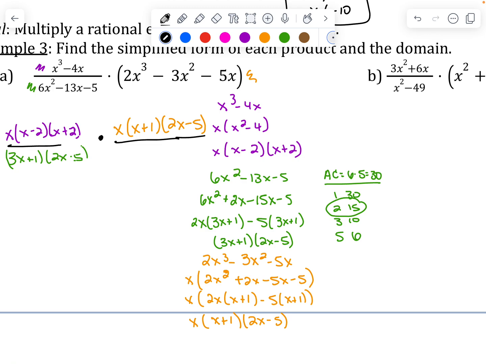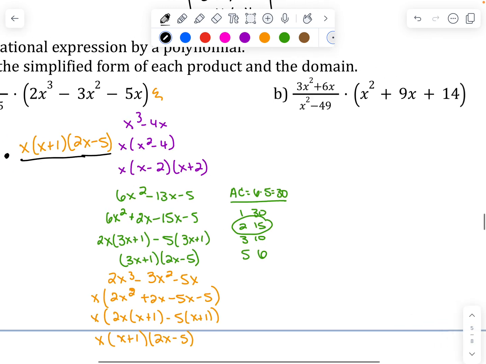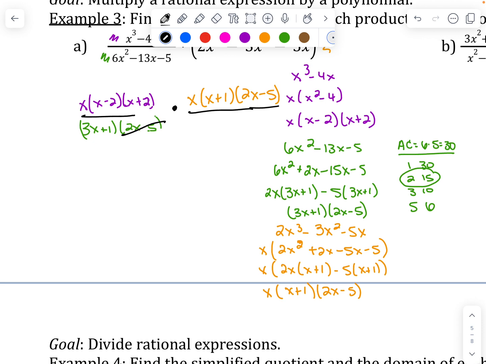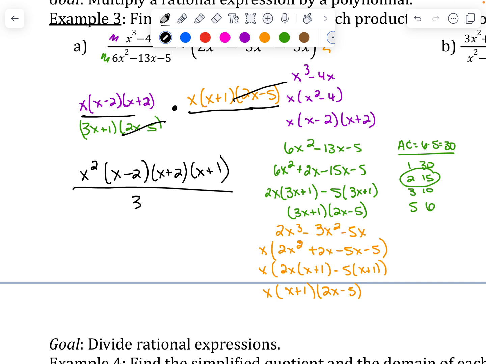Okay, so when I multiply that, I can see here, I only have one thing that cancels out, and that's the 2x minus 5. Okay, so not a whole lot cancels, and that's just how it goes sometimes. In the numerator, I'm left with x squared, x minus 2, x plus 2, x plus 1. And in the denominator, I'm left with 3x plus 1. Okay, state the domain. X cannot equal negative 1/3, and x cannot equal positive 5 over 2.